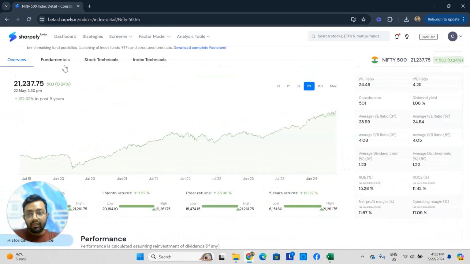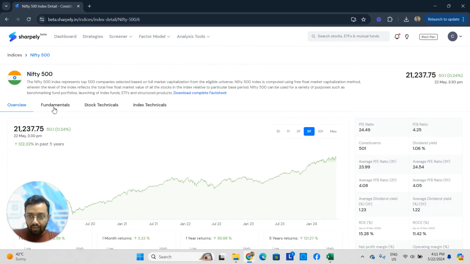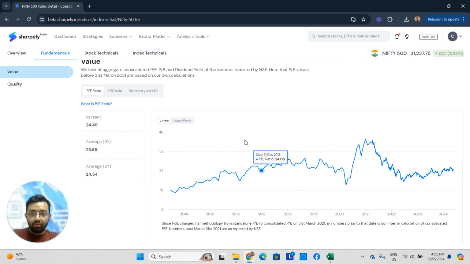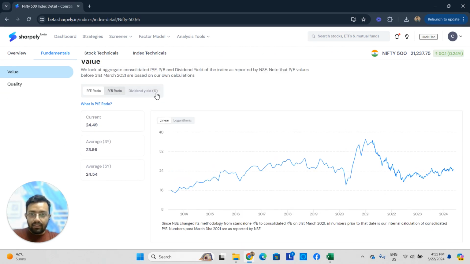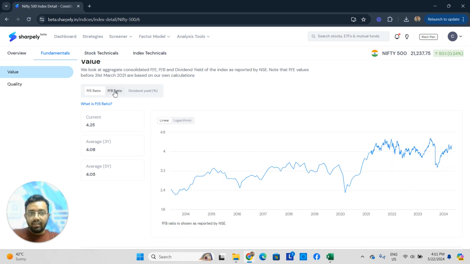Now you can also look at the fundamental data points of an index. So for Nifty 500, if I click on fundamentals, then you can look at the historical values and historical PE ratio, historical PB ratio, historical dividend yield. So I can look at the dividend yield, PE ratio, and just by looking at the PE, we can see that the index is not very overvalued. It is like current PE is 24.49. You can compare the same with the average 3 year and 5 year. So it is near the 3 year or 5 year average. So Nifty 500 as an index level, it is not very costly as of now. Neither it is very cheap because it is nearing the average.